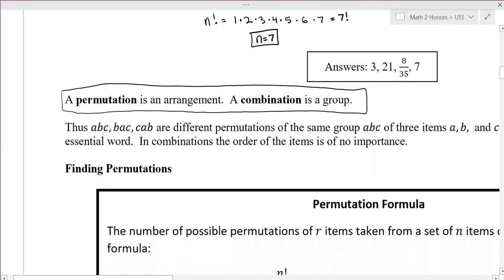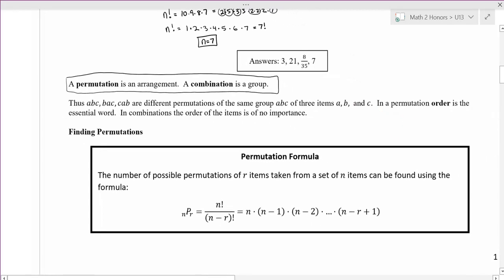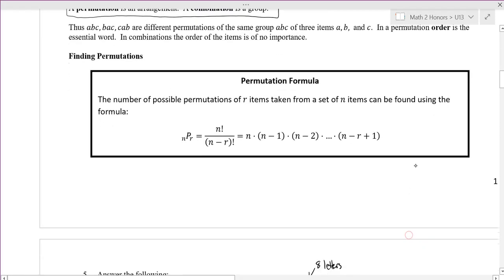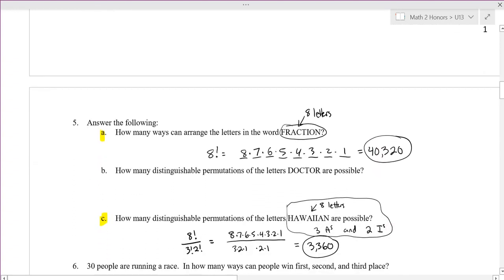Then we start looking at a permutation and a combination. Permutation is an arrangement of objects, where a combination is a group. We have a formula for permutation here that you can use. Often I won't be using this formula because, well, you'll see as I work through the problems, it's often not needed, but it does work. Sometimes you do need it, but let's take a look here. I answered 5A and 5C, and we're going to look at 5B.